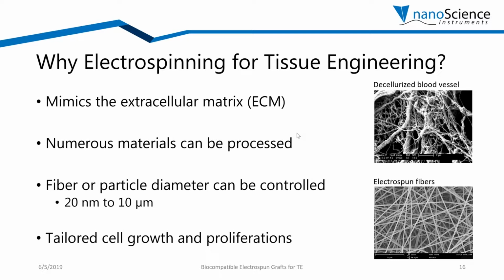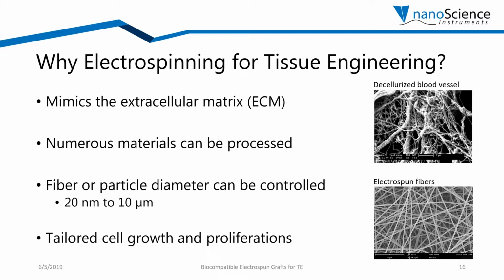Why use electrospun fibers for tissue engineering? One of the main keys is that we can easily mimic the extracellular matrix. What does this mean? If you have your tissue, you remove the cells from it. What is left over is what is known as the extracellular matrix. If you look at the top image, you can see what the structure of a blood vessel that doesn't contain any cells looks like. With electrospun fibers, you can easily obtain a structure that resembles that first image, so decellularized blood vessels. Another advantage of electrospinning is that a wide variety of materials can be used.